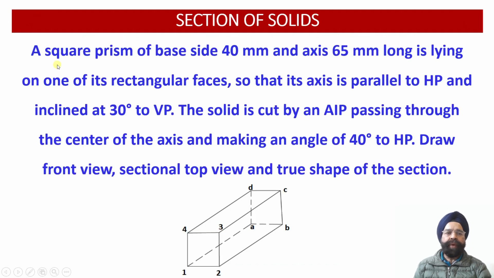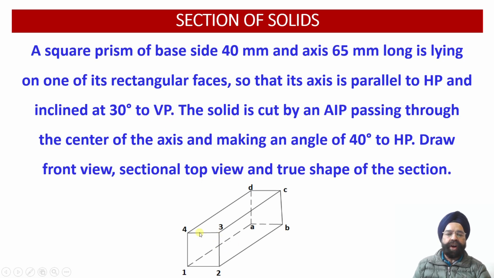Now here we have been provided with a square prism having edge of the base equal to 40 millimeter and axis length is provided to us as 65 millimeter. Now this square prism is resting on one of its rectangular faces onto the horizontal plane such that its axis happens to be parallel to the horizontal plane and the axis is further inclined at an angle of 30 degree with respect to the vertical plane.